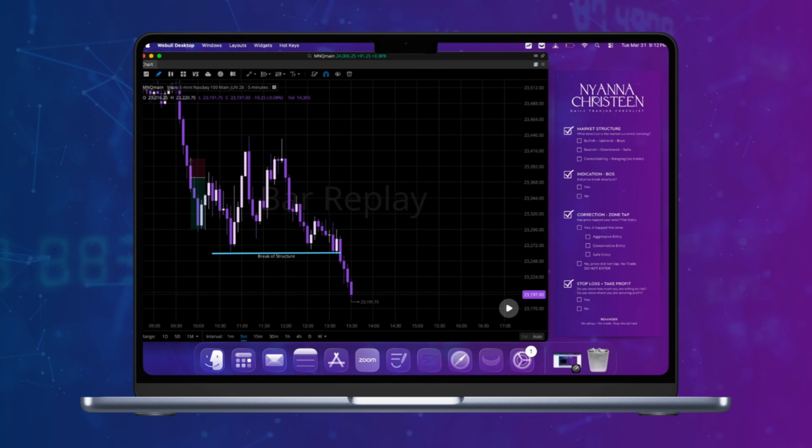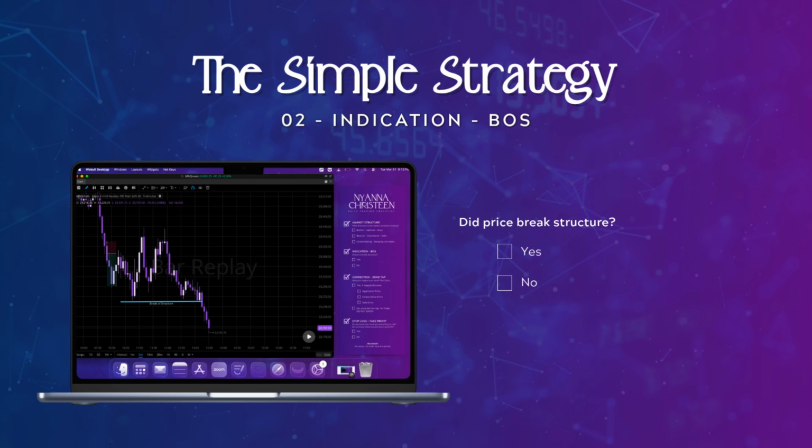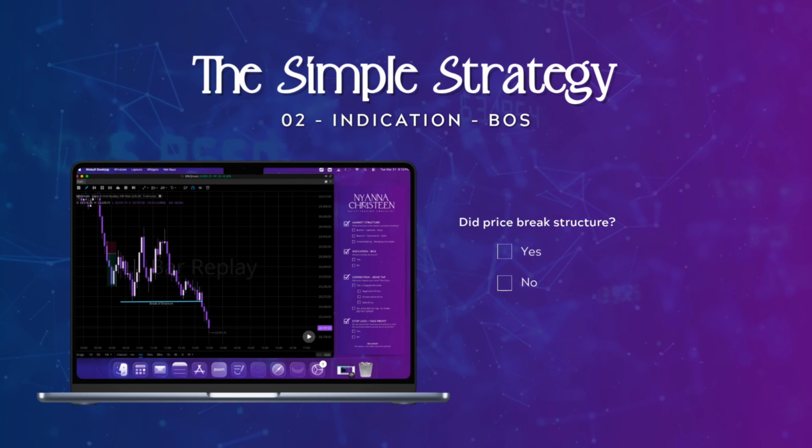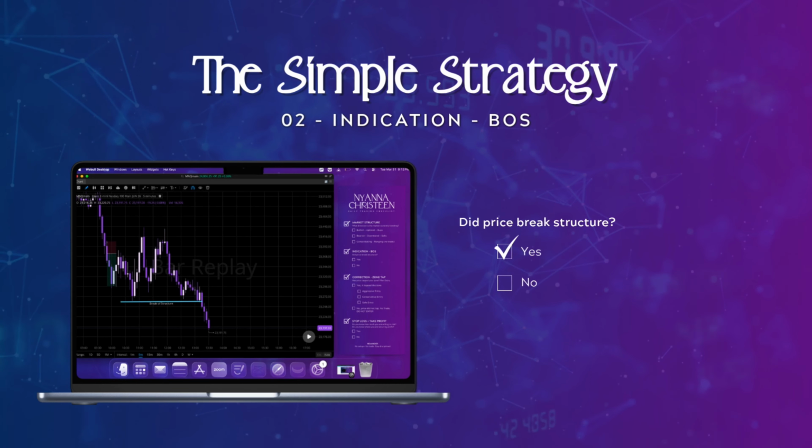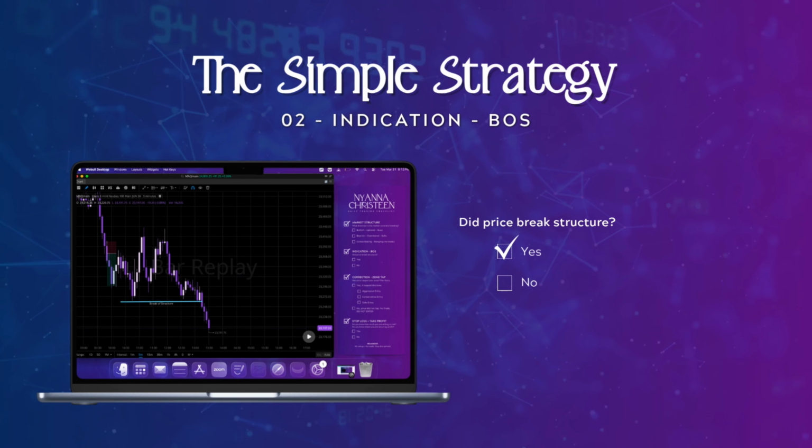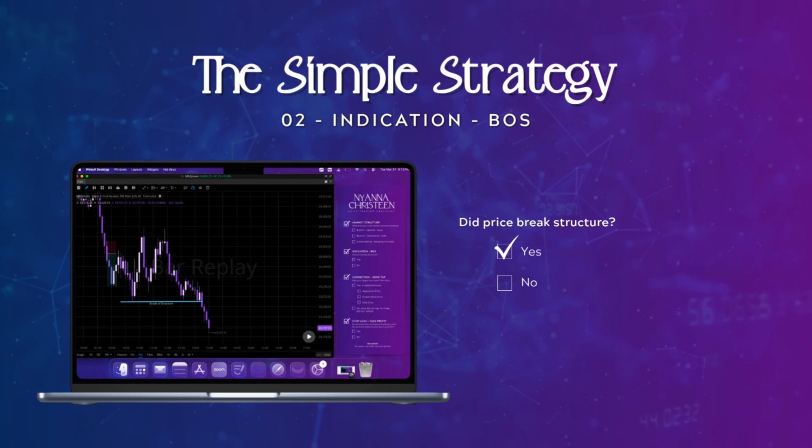We see that price broke structure to the downside because price pushed past that blue line. The blue line is where my previous low was. Once price pushed past that blue line, it lets me know, okay, sellers are still in control. Price wants to continue to go down. So back to my checklist. Did price break structure? Yes, I got the indication that price wanted to push lower. So now we can move on to step 3.